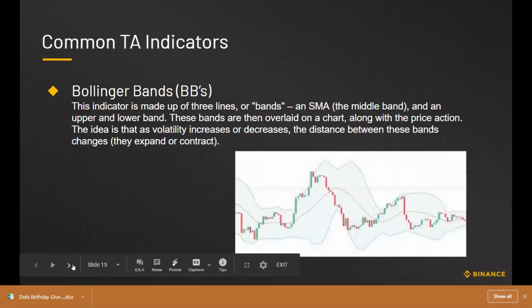And then, excuse me, Bollinger Bands. Now, this is an indicator made up of 3 lines. The middle band is a smoothed moving average, and the upper and lower bands show support and resistance. So Bollinger Band is like moving average, support and resistance together. Let me show you how it looks on the charts.